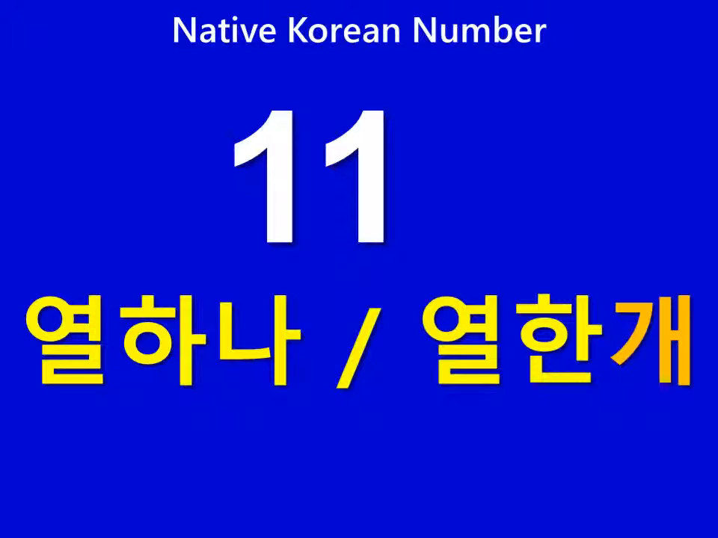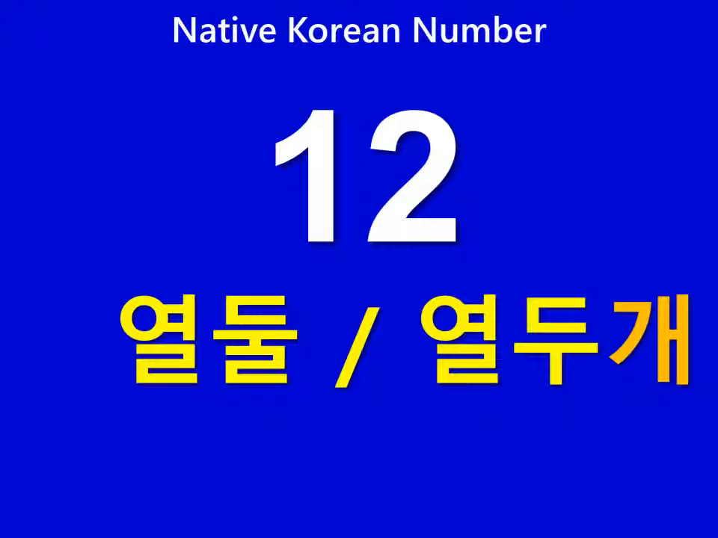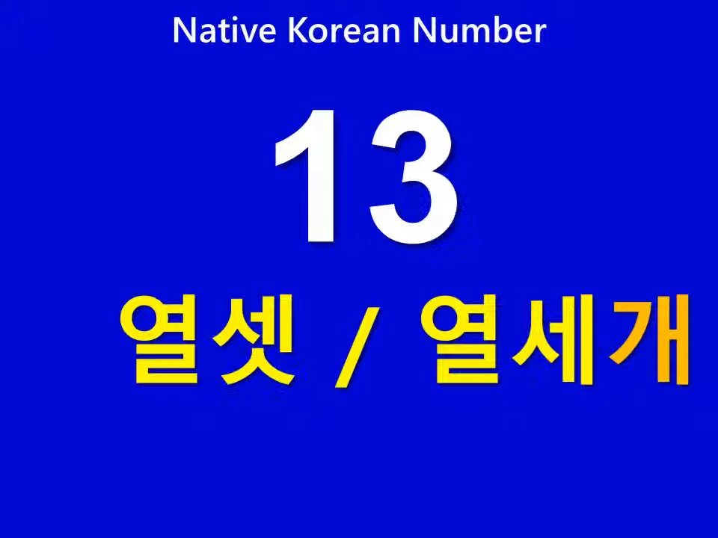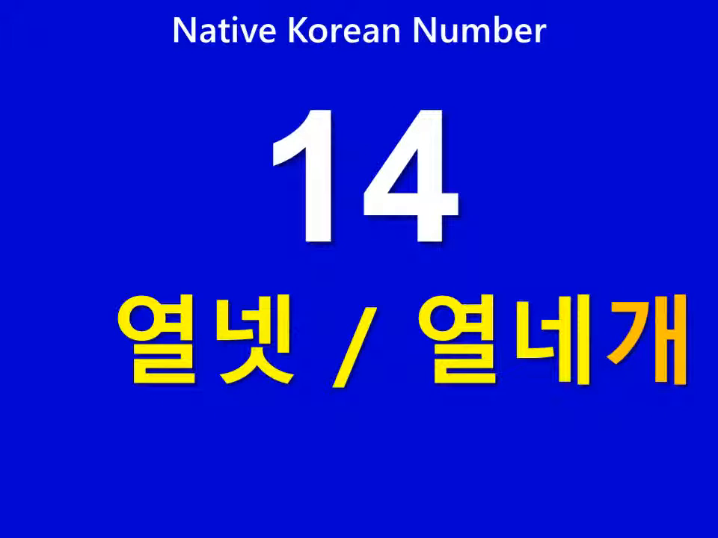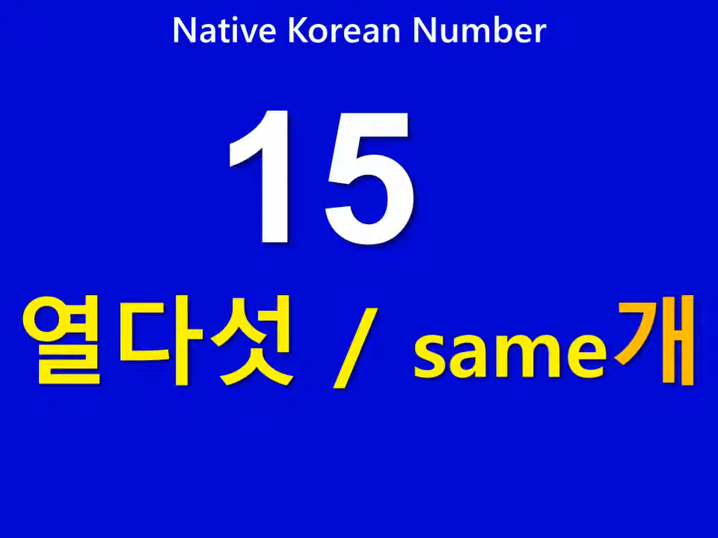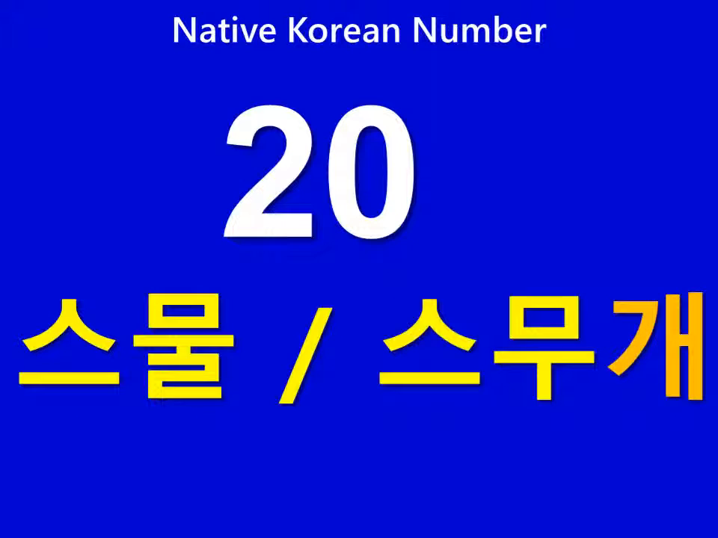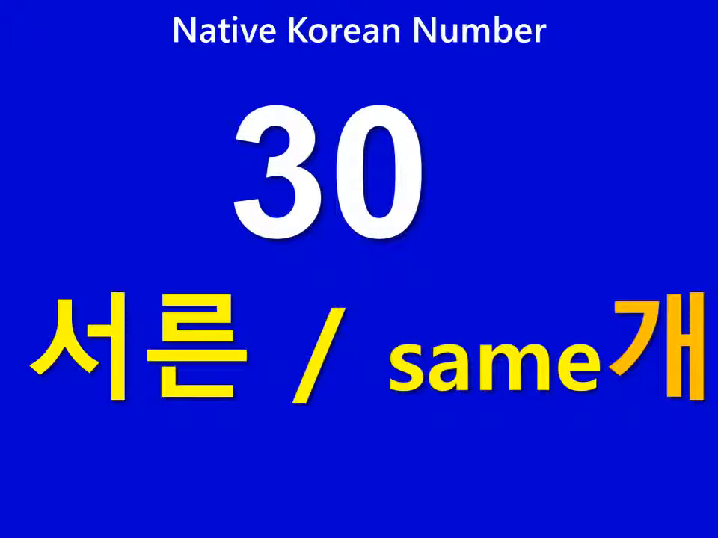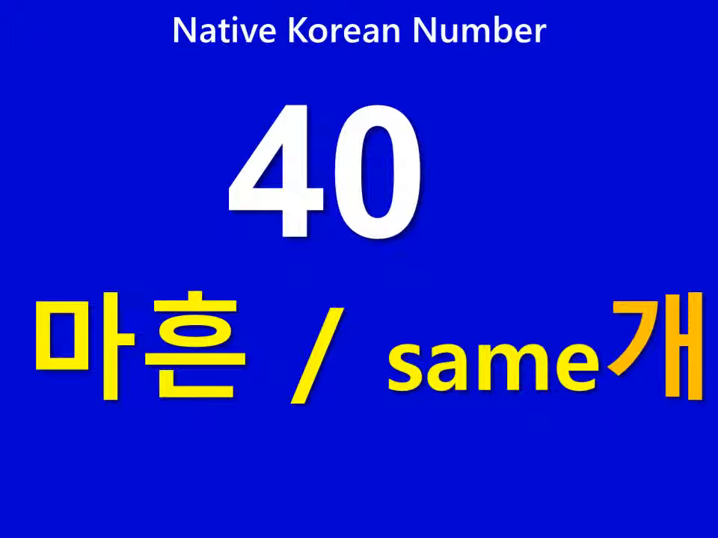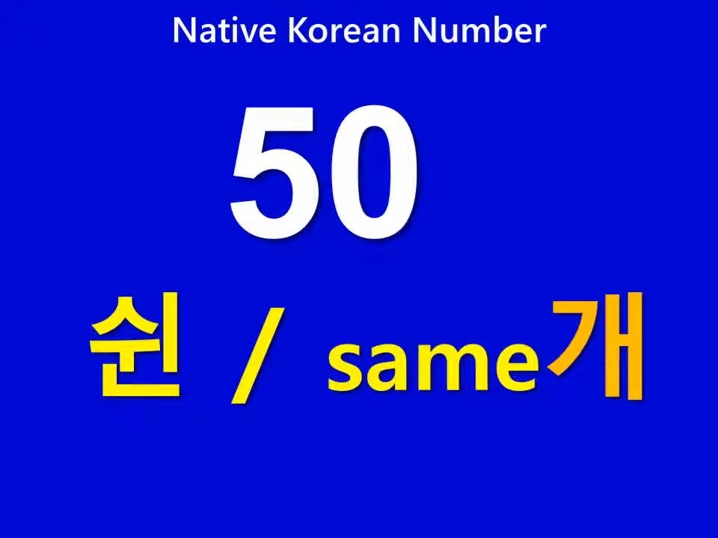열하나, 열한 개. 열둘, 열두 개. 열셋, 열세 개. 열넷, 열네 개. 열다섯, 열다섯 개. 스물, 스무 개. 서른, 서른 개. 마흔, 마흔 개. 쉰, 쉰 개.